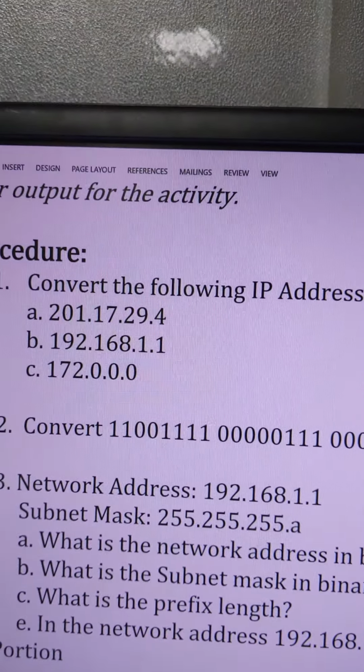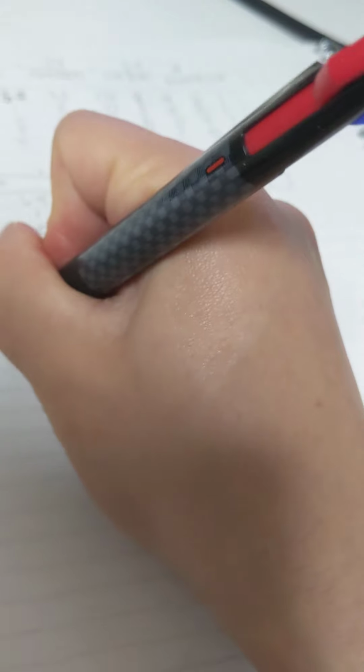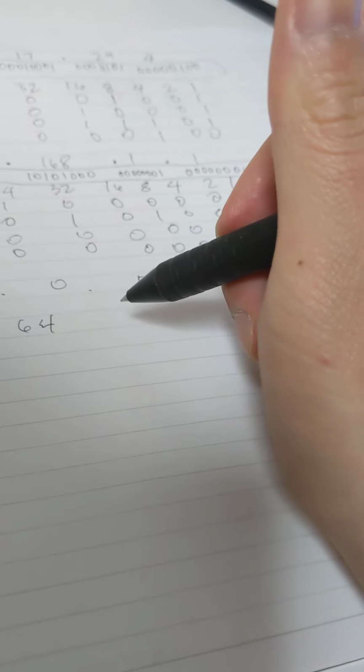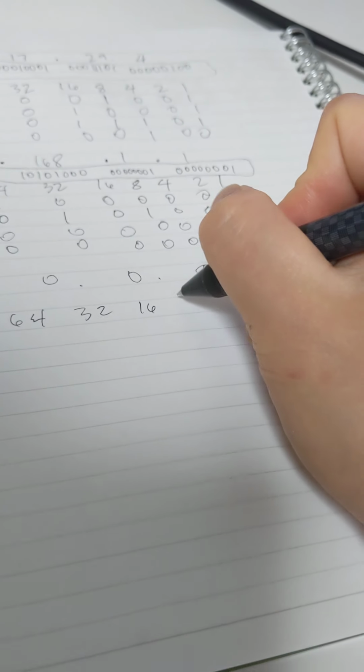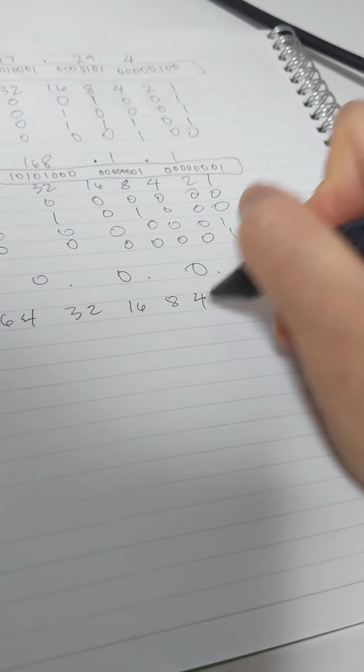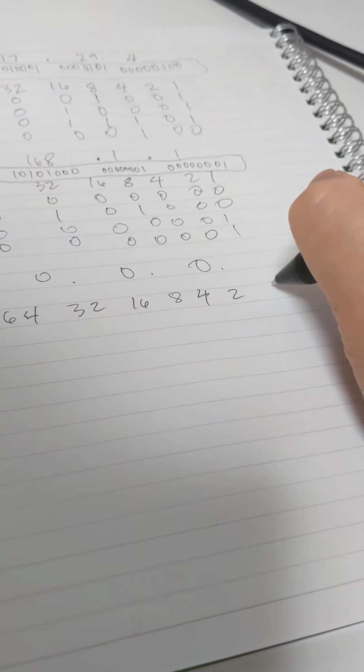So we will go to question C. Question C is 172.0.0.0. So we need 172.0.0.0 using the same technique: 128, 64, 32, 16, 8, 4, 2 and 1.